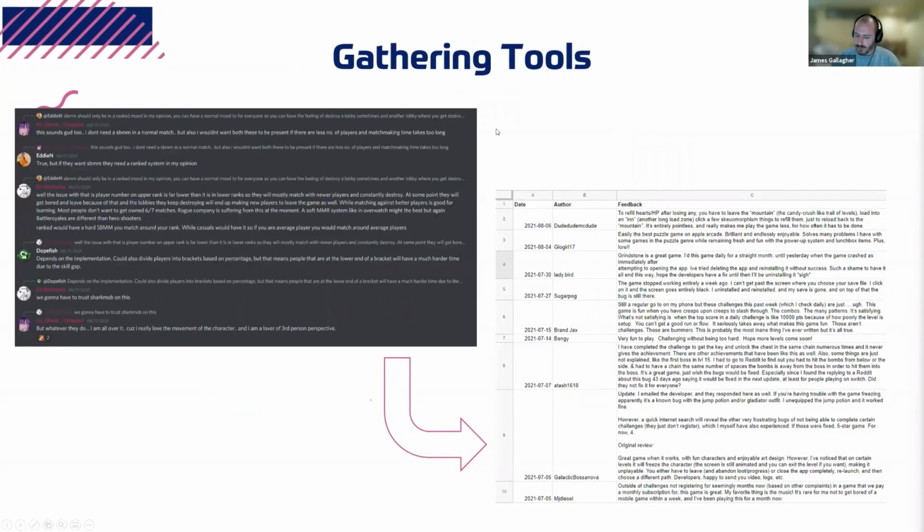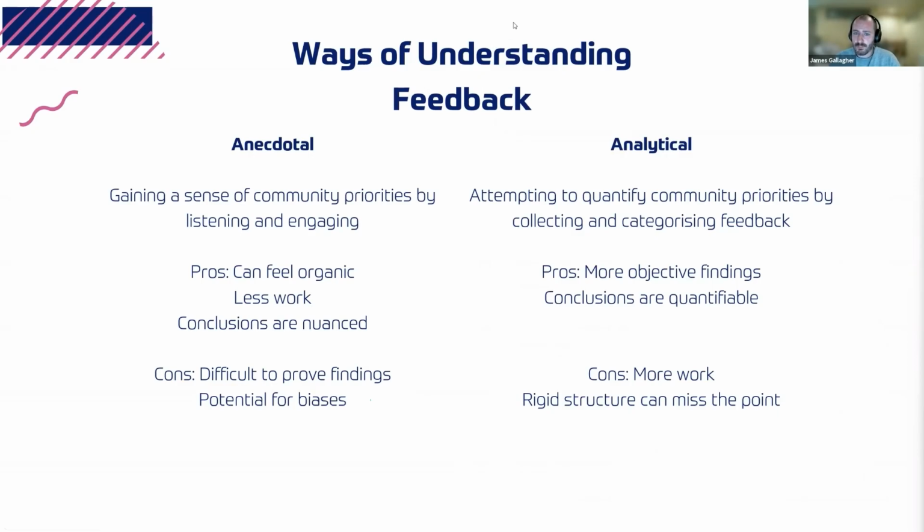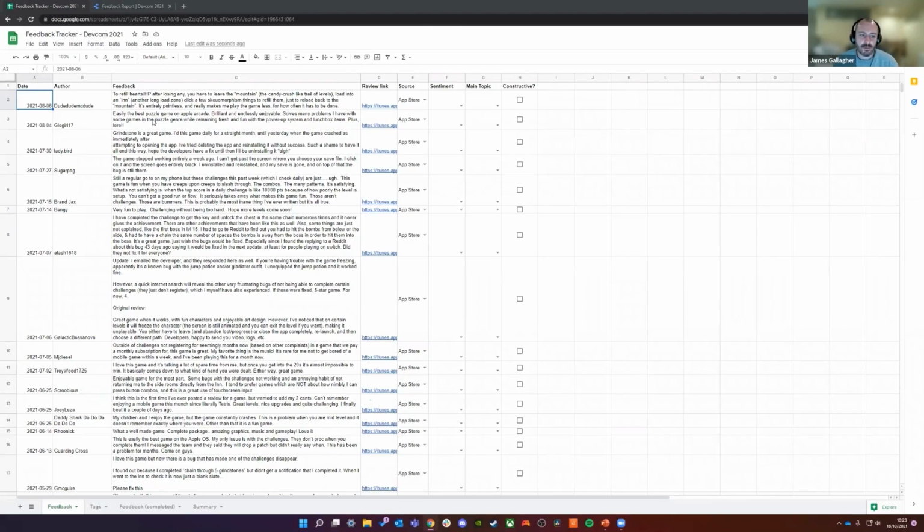So I'm going to come on to this in a second, because first I want to show you an example of how, if I can find the right button, there we go. For this next section of the talk, I'm going to share with you a practical example of a more analytical way you could go about looking at your players' feedback.